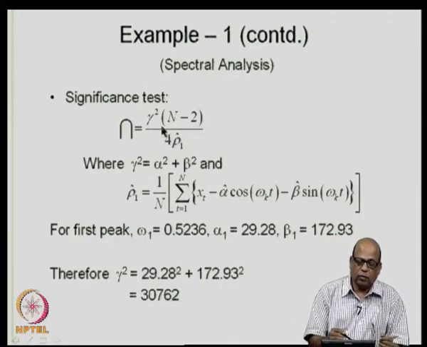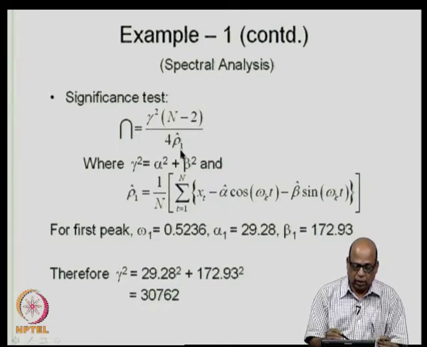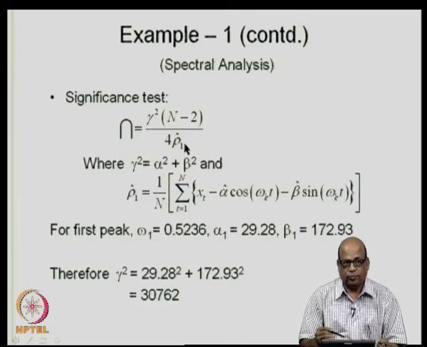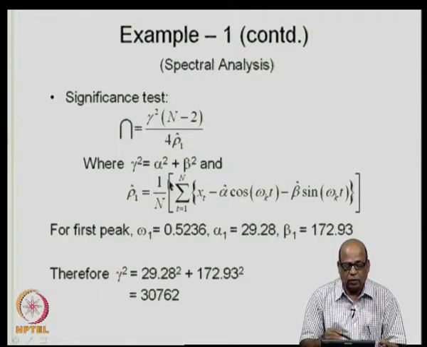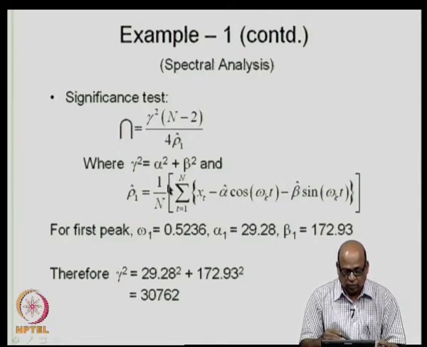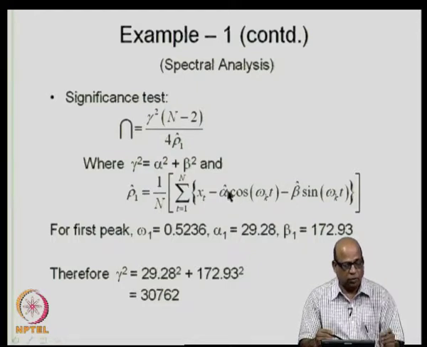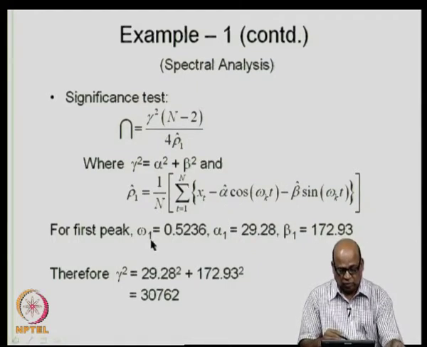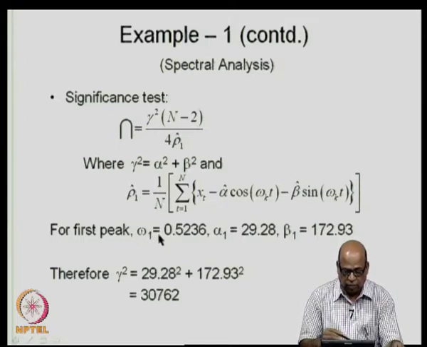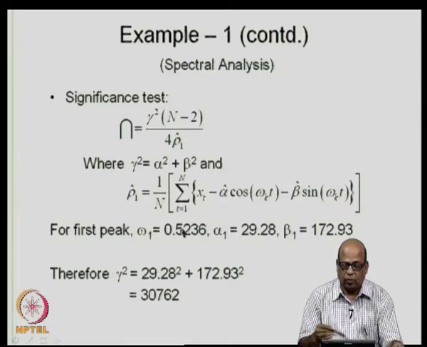We form the statistic gamma square equals n minus 2 by 4 rho 1 cap, where rho 1 cap is 1 by n times the sum of x t, which is your original data, and alpha cap, which is the alpha corresponding to the particular periodicity that you are examining. So, for the first peak we had omega 1 equal to 0.5236, alpha 1 equal to 29.28 and beta 1 equal to 172.93, which we had estimated in the last lecture. These are the values that we had towards the end of the last lecture.